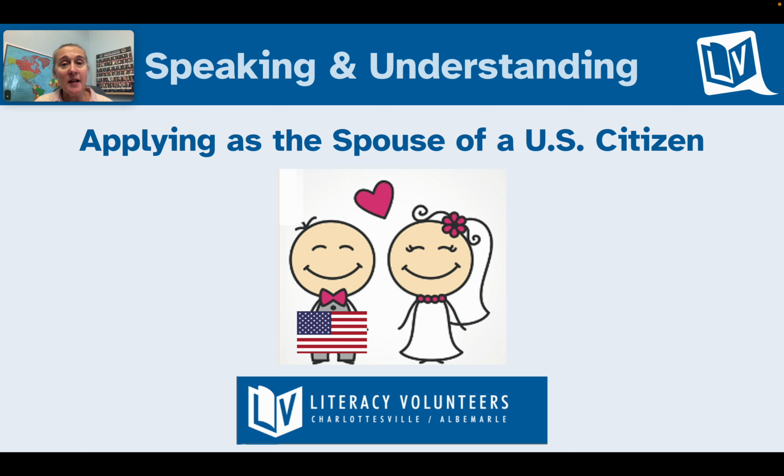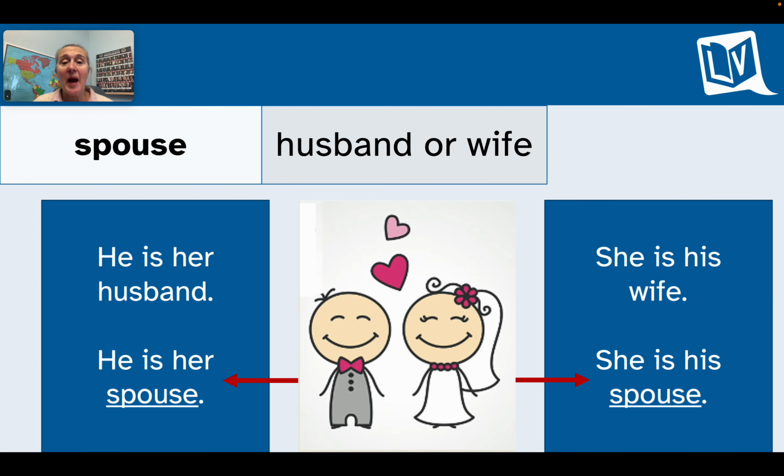This is our Speaking and Understanding video for people who are applying as the spouse of a U.S. citizen. Spouse means husband or wife. So he is her husband, or you could say he is her spouse. She is his wife. She is his spouse. Spouse means husband or wife.